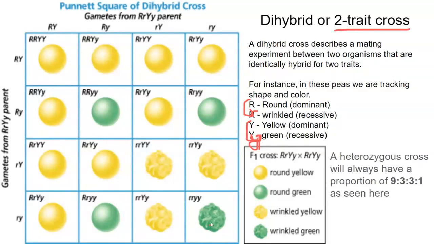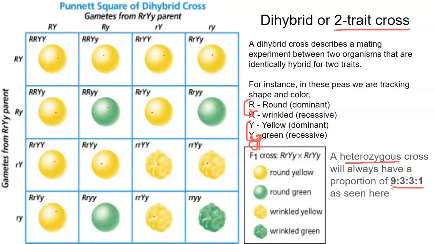Now, I can count the phenotypes. And if I had a perfectly heterozygous cross, meaning the father is heterozygous for both traits and the mother is heterozygous for both traits, I will see 1, 2, 3, 4, 5, 6, 7, 8, 9 dominant for both traits. 1, 2, 3 dominant for shape but not color. 1, 2, 3 dominant for color but not shape. And 1 recessive for both traits. So I will always have a 9 to 3 to 3 to 1 proportion.